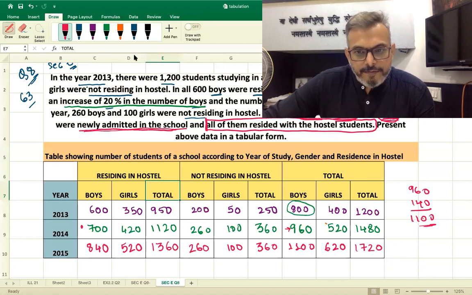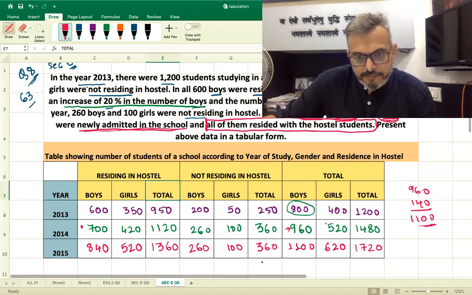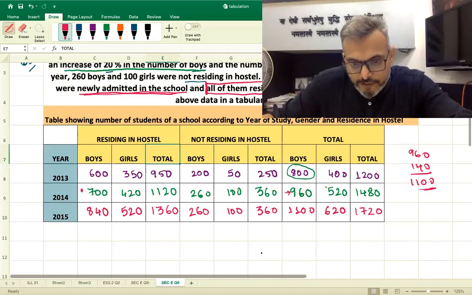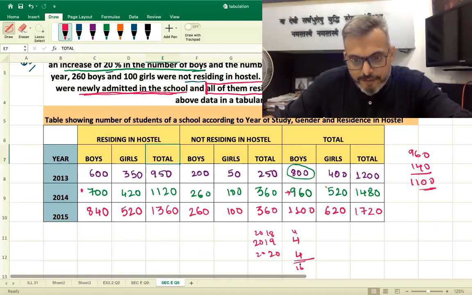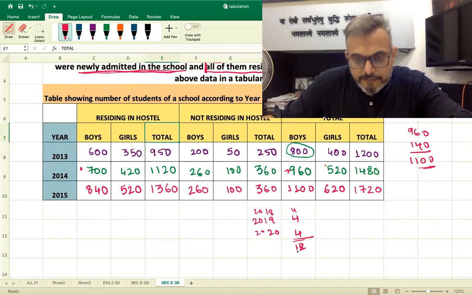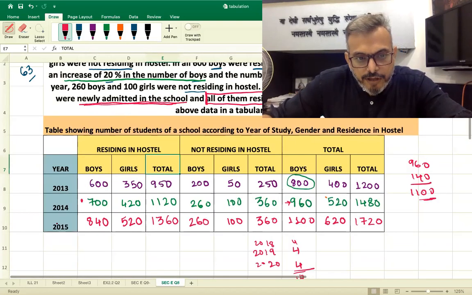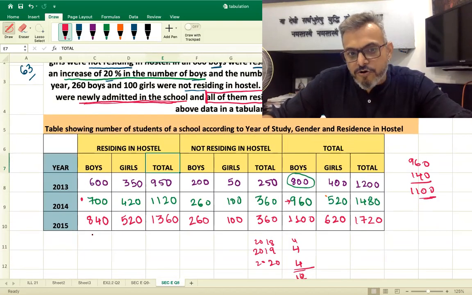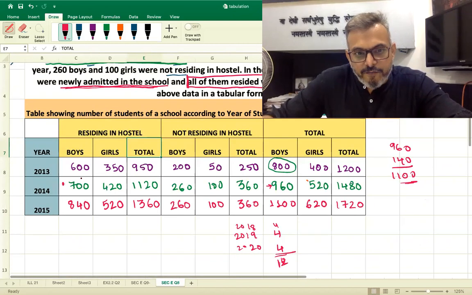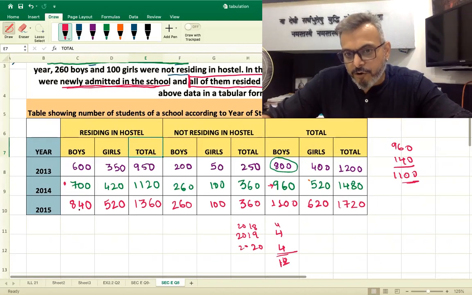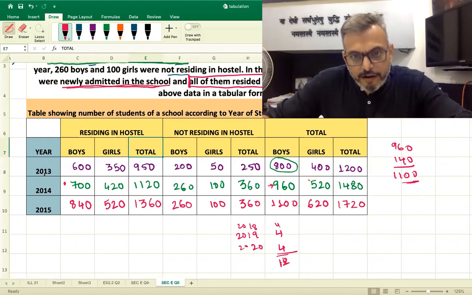How many people are in your family this year? चार है. Four. Now in year 2020 there are 4 people in your family. In 2019 also there were 4. In 2018 also there were 4. Can you say that there are 16 people in your family or 12 people in your family? No. So here in 2015 there are 840 boys, so I cannot do the total. I can't say कि number of boys are 600 plus 700 plus 840. That is why.